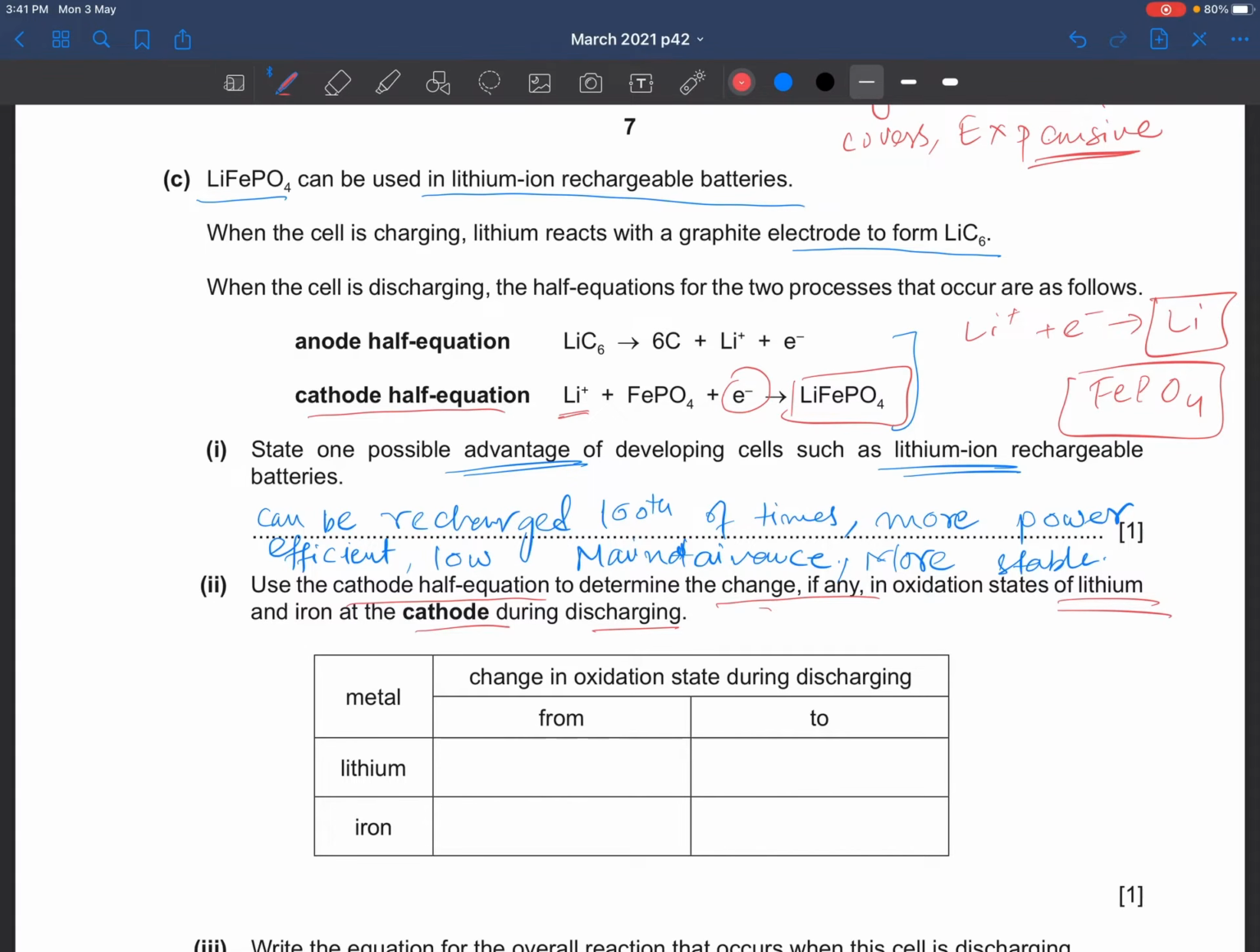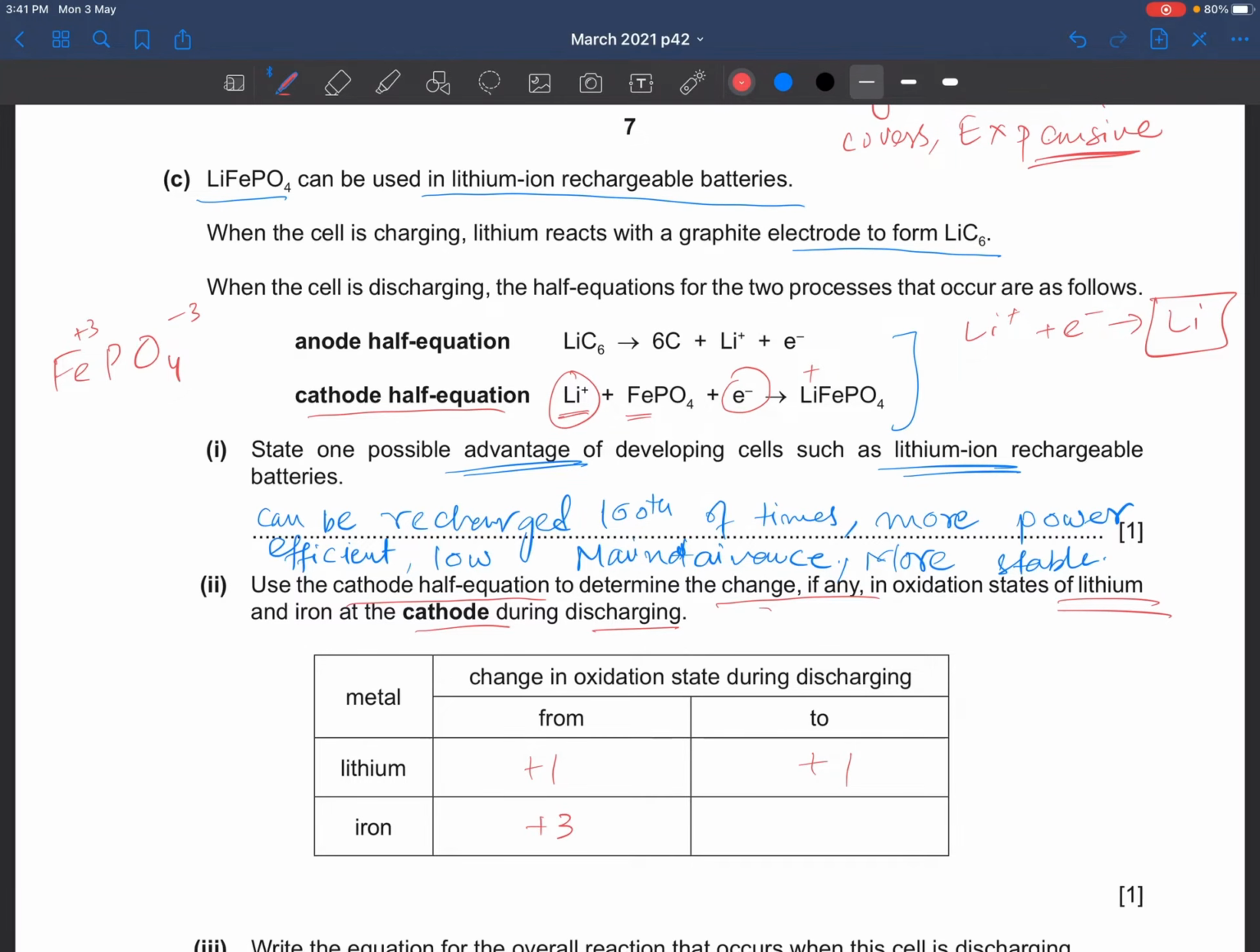So that means lithium is not gaining an electron. Just remember this, lithium is not gaining an electron, right? So which one will gain the electron? Fe will gain the electron. So lithium here has +1 oxidation state, and here it would also have +1. So the oxidation state of lithium is not changing. +1, no change. Iron, before reaction, in FePO4, phosphate ion is -3, so iron would be +3.